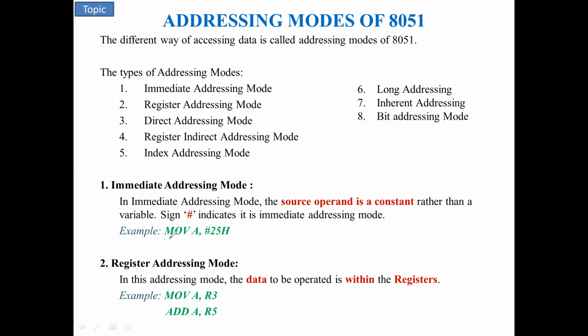And this is a simple example: MOV A, #25. So the data 25 is moved into the accumulator. After execution, the accumulator will have the data 25 in hexadecimal form, that is an 8-bit number. This is one way of accessing data, that is, we are moving data directly to one of the registers, which comes under immediate addressing mode.